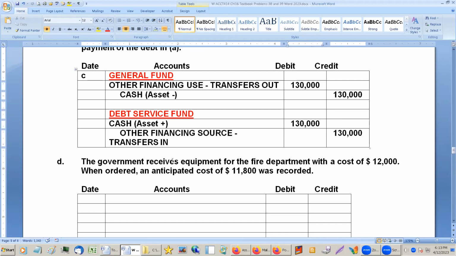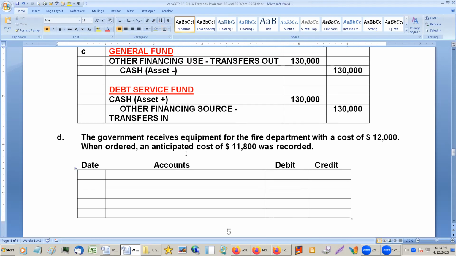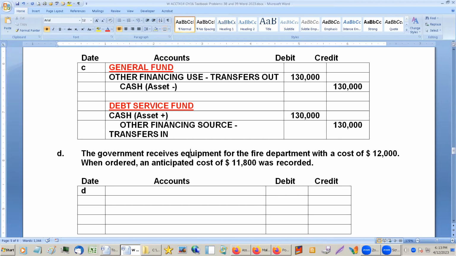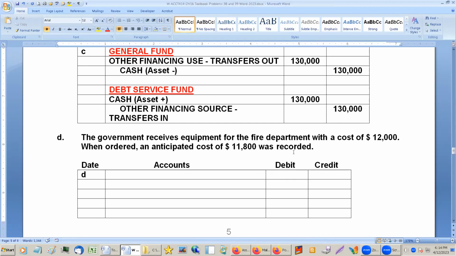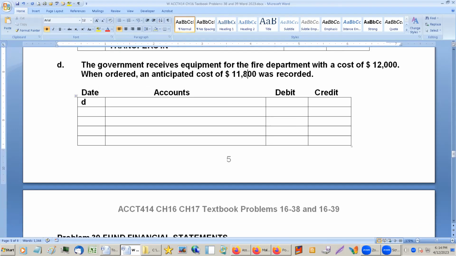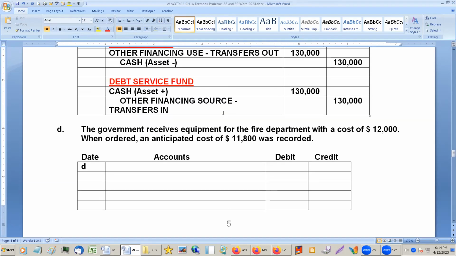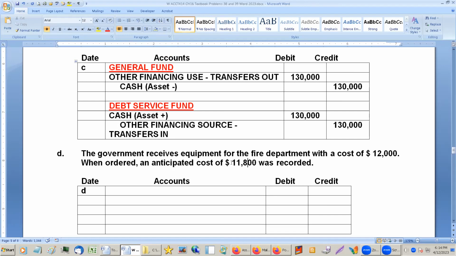Okay, now this is the one that was kind of vague on the last one. It makes more sense on this one. More sense if I put the right lowercase letter there. So the government receives equipment with a cost of 12,000, when ordered the anticipated cost was 11,800. Now remember, this is fund accounting, so when we ordered it, what did we most likely do?